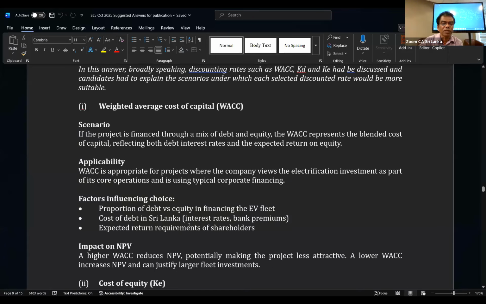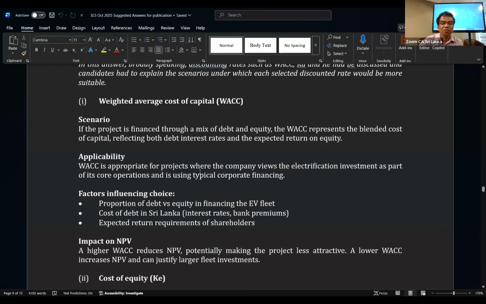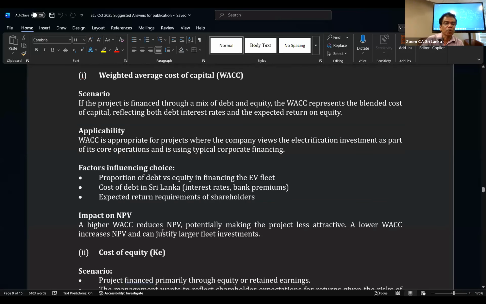What is appropriate for a project where the company views investment as part of the factors, then the proportion of debt versus equity in financing, you have to get the factors, because the proportion of debt to equity and the cost of debt are concerned with expected return. So a student has written inflation and the common economic factors for everything. That is wrong. So you can see how he explained it.